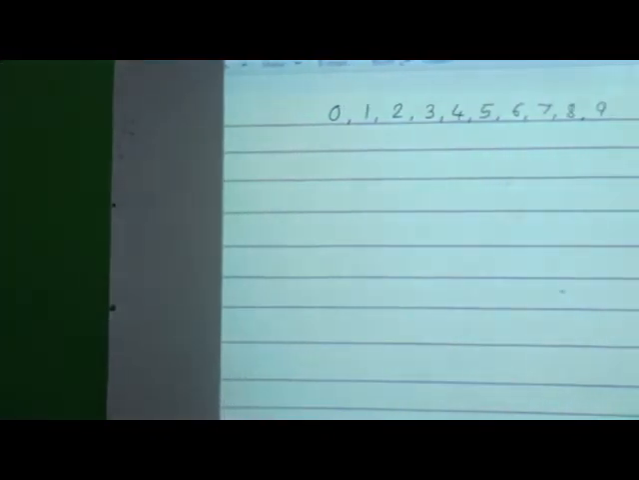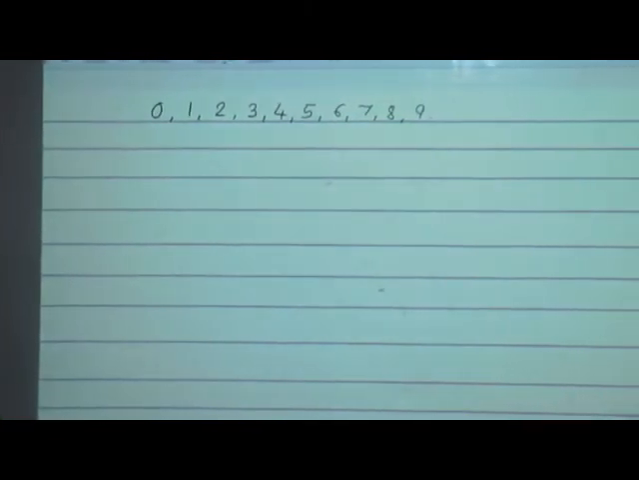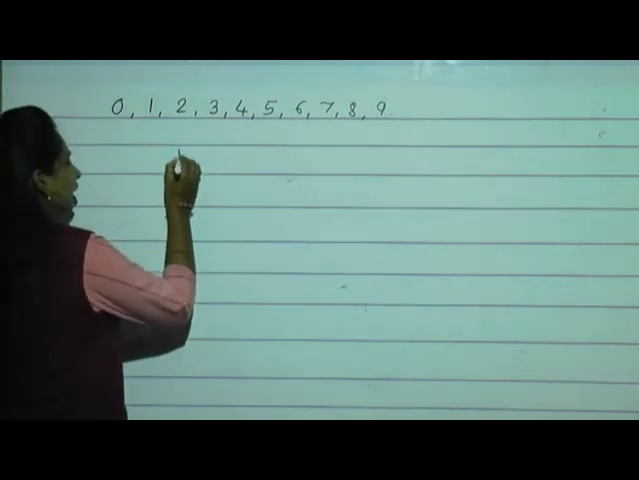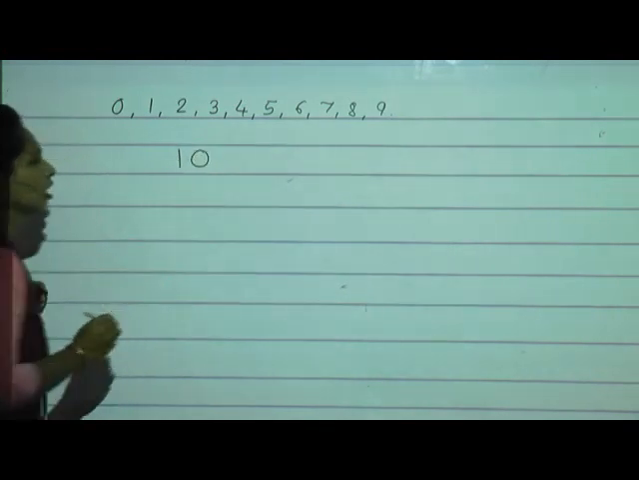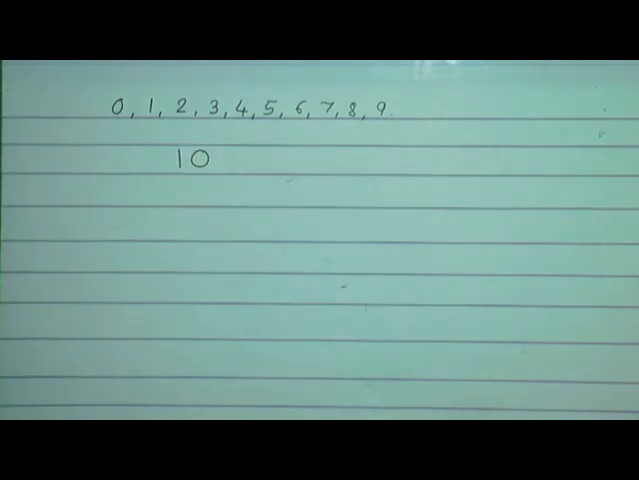What can you see on the board? Yes, you can see 0, 1, 2, 3, 4, 5, 6, 7, 8, 9. What are these? Yes, these are the numbers, isn't it? By using these numbers only, we make so many numbers. So, once there was a number 10.